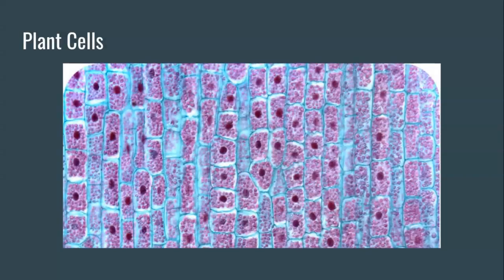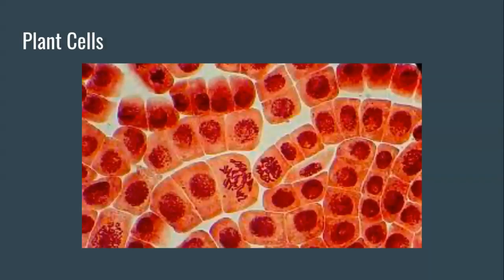And here's some more plant cells. Again, notice the repeating shapes, the clear borders, and the dark bits inside. Here's an example where scientists stained the cells red. Again, the repeated shapes with the dark parts inside.